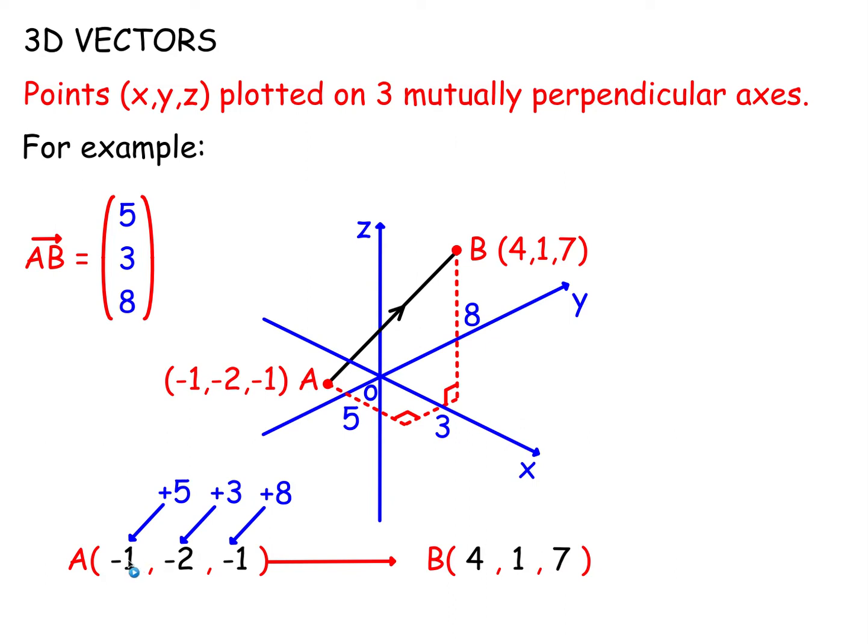So there's A. Give its x-coordinate an extra 5, and it becomes 4. Give the y-coordinate an extra 3, and it becomes 1. Give the z-coordinate an extra 8, and it becomes 7. So to go from A to B, you need to add 5 to the x, 3 to the y, and 8 to the z. That makes the column vector 5, 3, 8. So that's the directed line segment AB in 3 dimensions here.